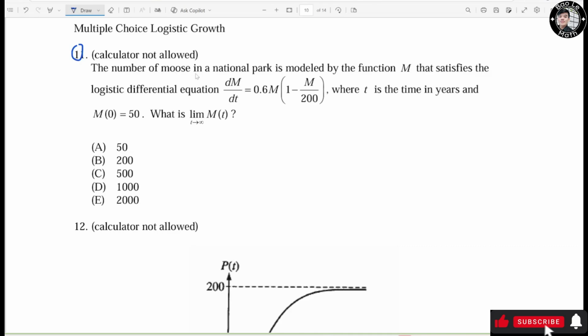Now let's move on to question 11. The number of moose in a national park is modeled by the function m that satisfies the logistic differential equation dm over dt equals 0.6 m times 1 minus m over 200, where t is the time in years, and m of 0 equals 50. What is the limit of m of t when t approaches infinity? So when t approaches infinity, this approaches L, which is the carrying capacity. The carrying capacity is right here, 200, right? The answer must be B.